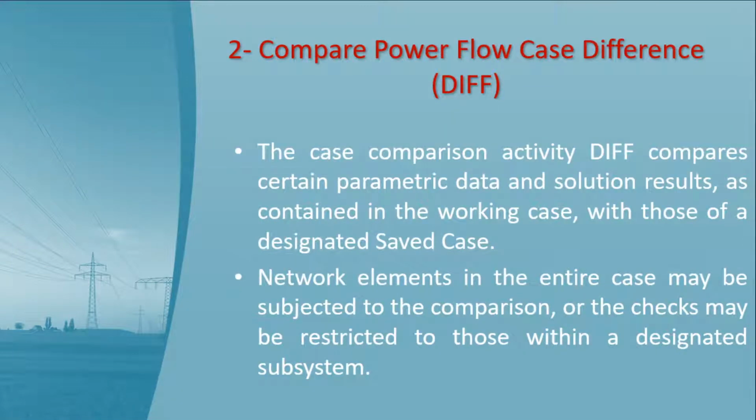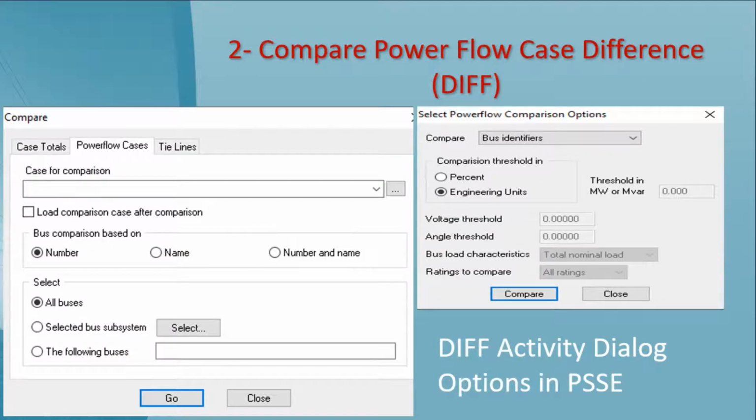So the next activity in PSSE is comparing power flow case differences. The case comparison activity compares certain parametric data and the solution result contained in the working case with your reference case. So the network elements in the entire case may be subjected to the comparison, or checks may be restricted to those within your designated subsystem, depending upon the needs.